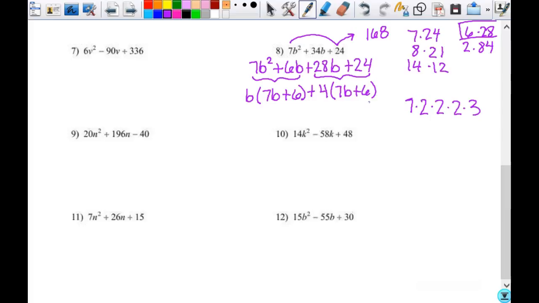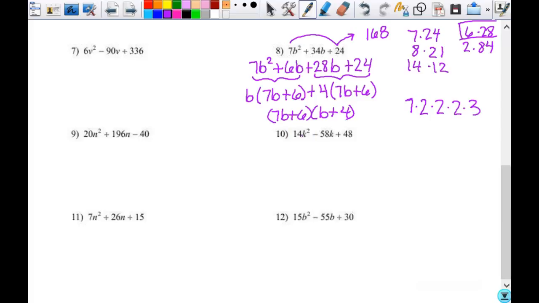So you do understand that the next step that you do is actually factoring out the GCF. Because now the greatest common factor of these two factors is this 7b plus 6. So when I factor that out, 7b plus 6 gets factored out. I'm left with b plus 4, and I have it factored.